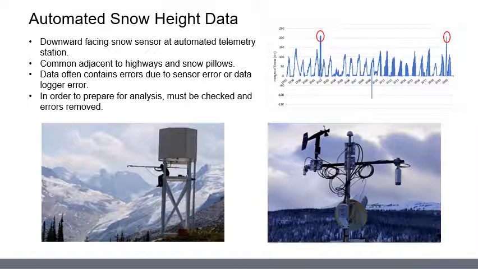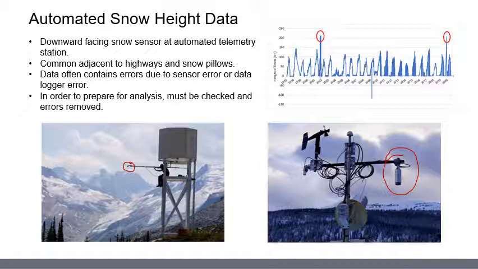The second data type is automated snow height data, which is captured using a downward-facing sensor at an automated telemetry site. In this case, we have 2 examples. These are common adjacent to highways and snow pillows and other places where data is being captured automatically.